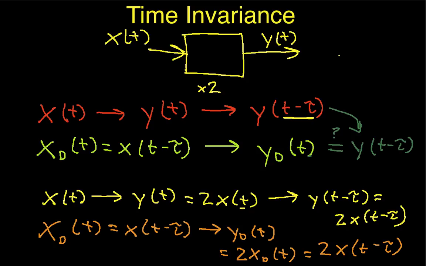So I can look at this and I can ask myself, are these two guys equal? And it turns out in this case the delayed output in response to a non-delayed input is indeed equal to the output in response to the delayed input. They're both 2x of t minus tau. So again, this is an example of a system that is time invariant, which makes sense because the gain here never changes. It's always 2.